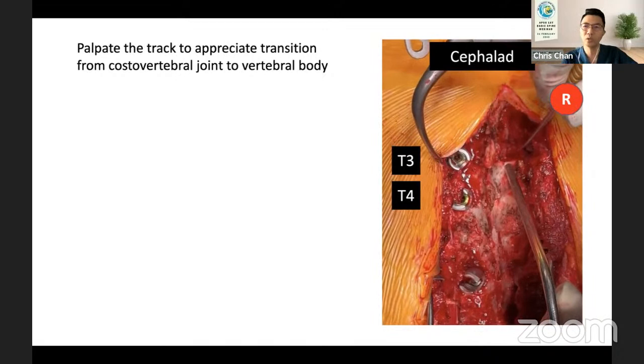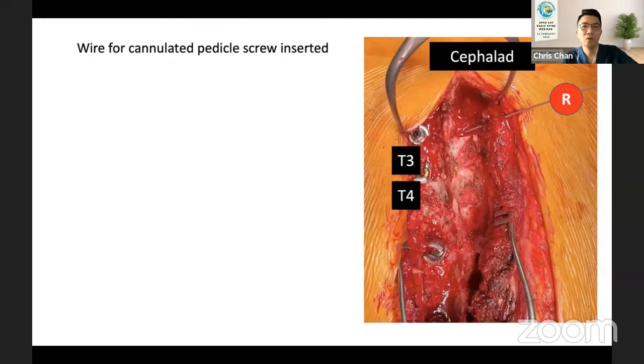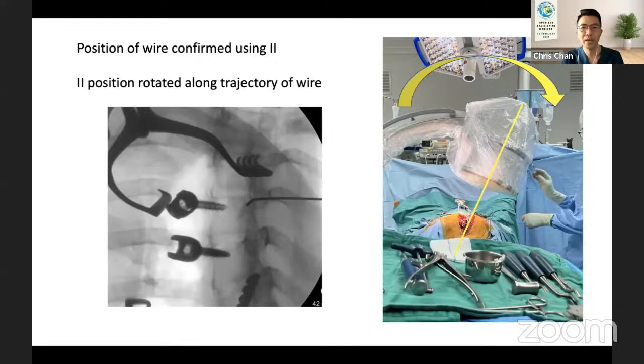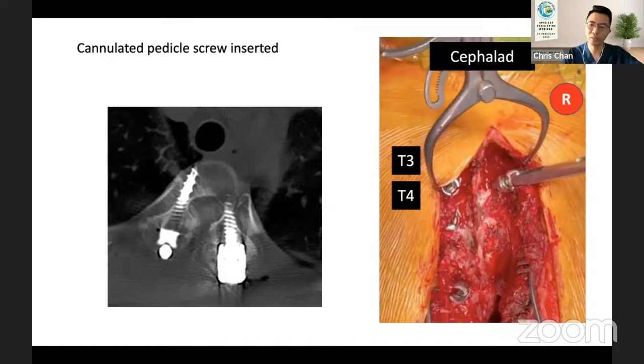Next, we insert the cannulated wire. We check and confirm the wire position using image intensifier, and the II position is rotated along the trajectory of the wire, and this is what the II shows. Then we insert the pedicle screw, and in this case, the CT scan shows the placement of the cannulated pedicle screw system in the dysplastic pedicle.